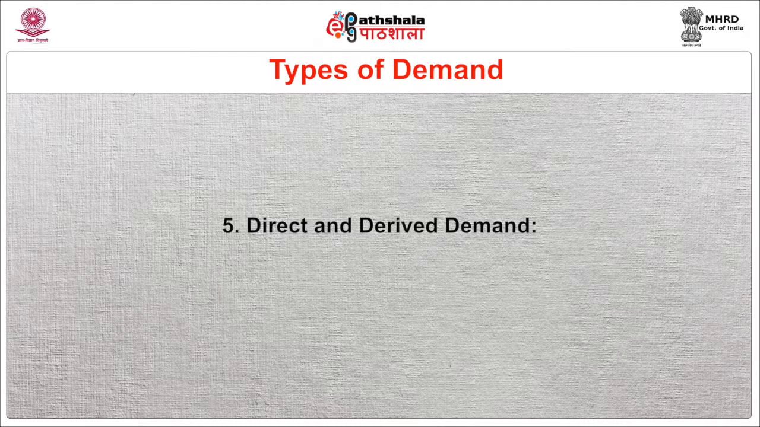5. Direct and derived demand. When a commodity is demanded for its direct consumption, it is called direct demand. Examples are ready-to-eat items like pizza, burger, cloth and pan. Derived demand refers to the demand for one commodity as a result of demand for another. Example is demand for bricks, cement, timber, iron, etc. is derived as these are required for house construction. It is also denoted by the name of joint demand.